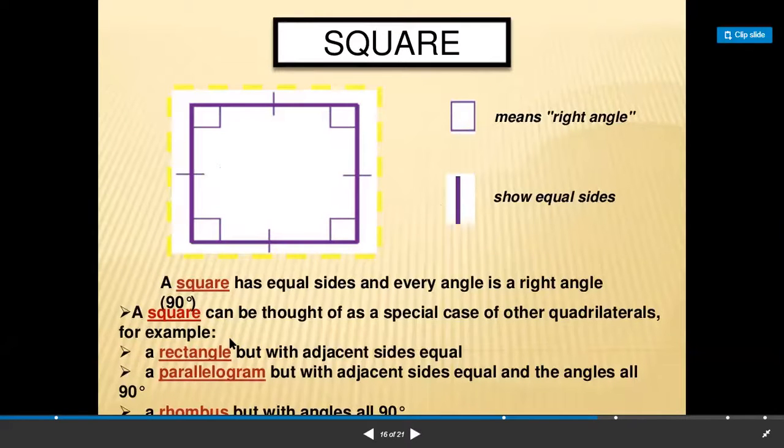Square has maximum properties. Its opposite sides are parallel and equal, all sides equal, all angles equal with 90 degrees, and diagonals are equal and bisect each other at right angle.